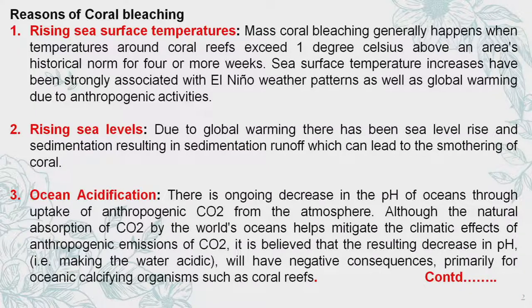Now, see the point, the rising of temperature by 1 degree is connecting one side with El Nino weather patterns, global warming. And indirectly, both are under the verge of or under the regulations of human interference. That's one of the reasons.